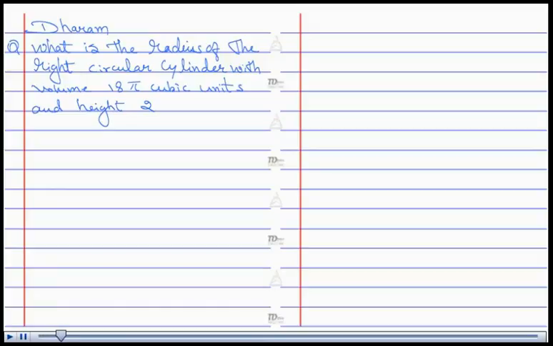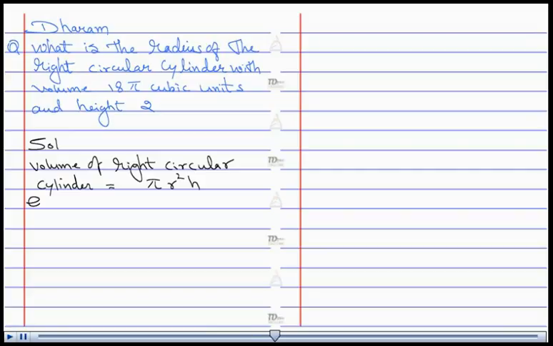The question is, what is the radius of the right circular cylinder with volume 80 pi cubic units and height equal to 2? Solution. Since we know that the volume of a right circular cylinder is given as pi r square h, where r is the radius of the base and h is the height.